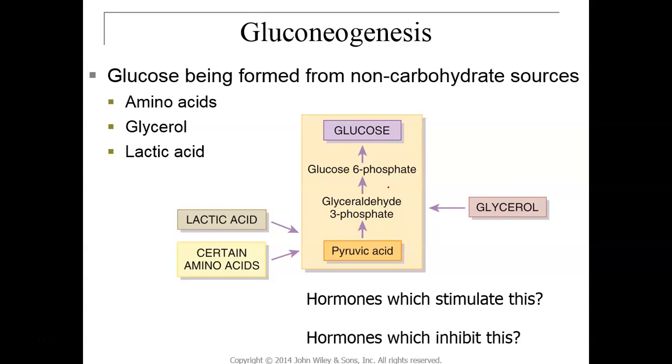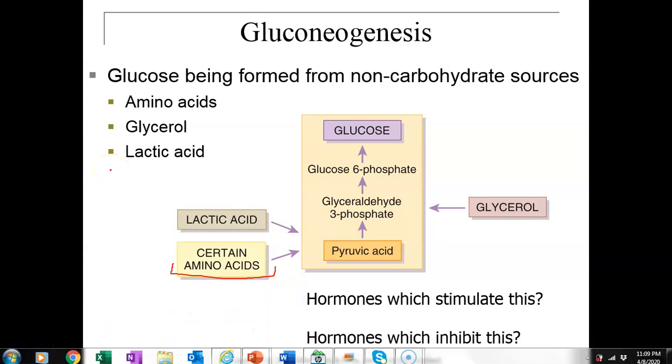Cortisol is a hormone which will stimulate this. Remember, cortisol specifically is going to stimulate the production of amino acids, or the gluconeogenesis of amino acids. Glucagon and epinephrine could also stimulate this as well.